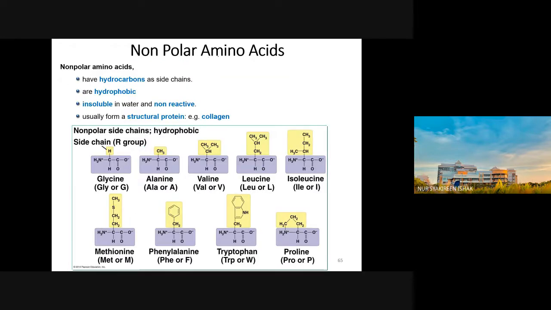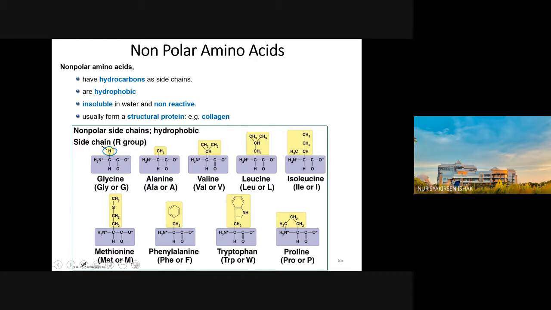Okay, so these are examples of non-polar amino acid. You look at here, you have the glycine, alanine, valine, leucine, isoleucine, methionine, phenylalanine, tryptophan and proline. You don't have to remember the name, tak perlu. You don't have to memorize how to draw each individual molecule. Yang awak kena tahu adalah bila awak tengok soalan tu, awak boleh cam, oh ini adalah non-polar amino acid. Dengan cara macam mana? Awak tengok dia punya side chain.